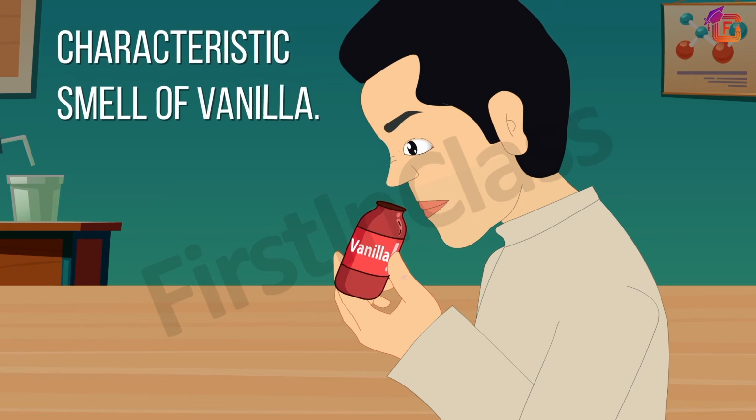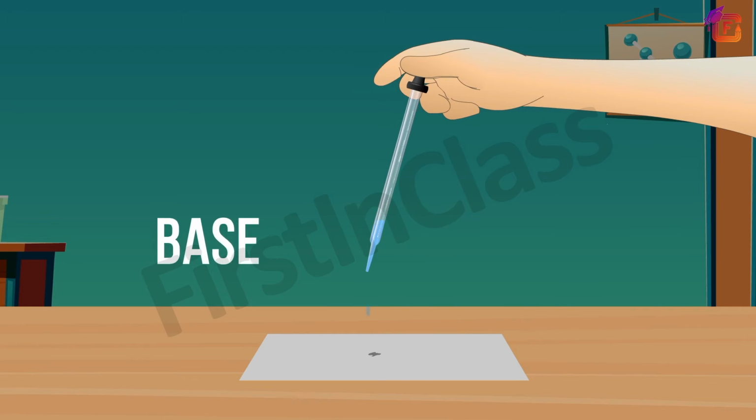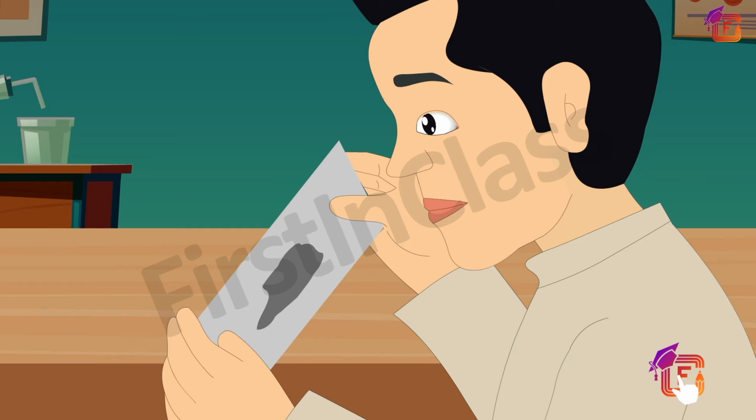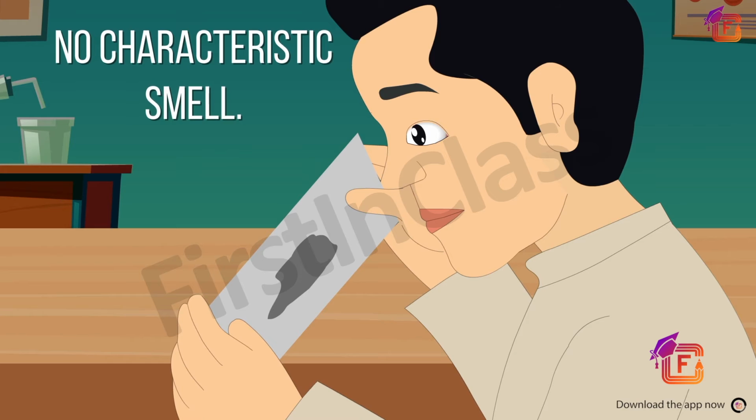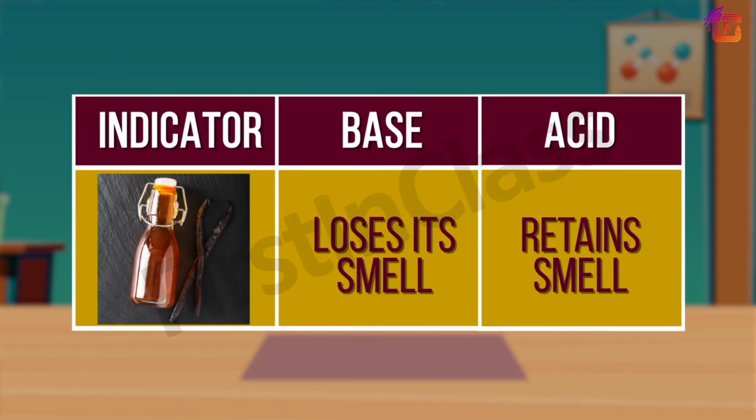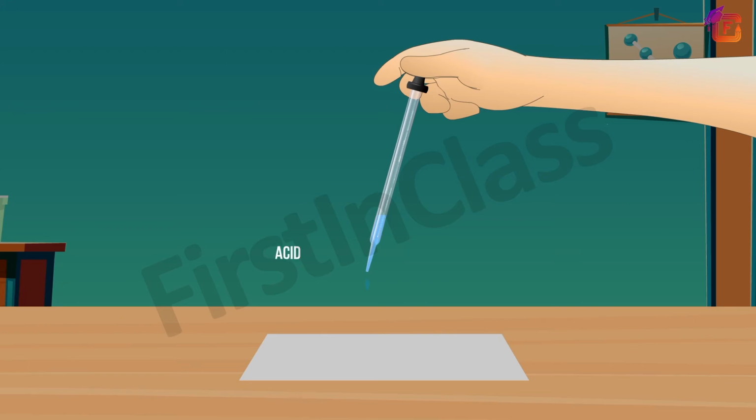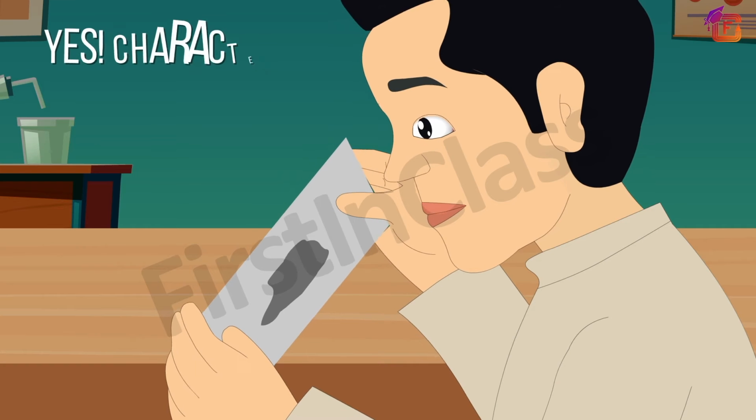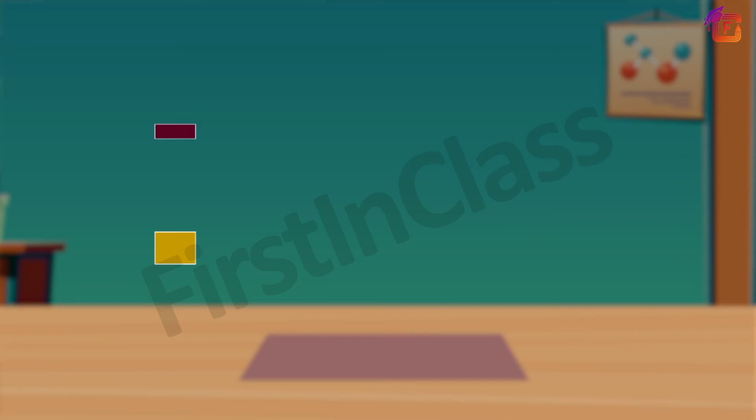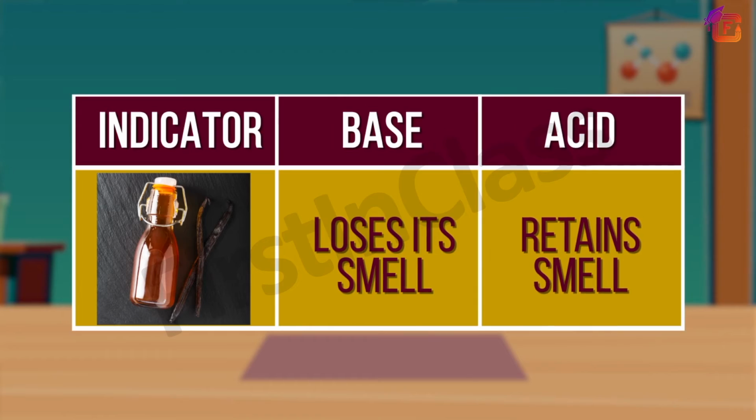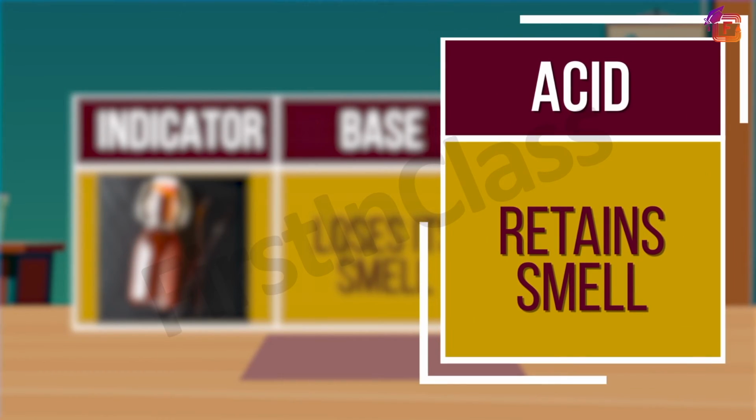Similarly, vanilla has its own characteristic pleasant smell. When a vanilla extract is treated with a base such as sodium hydroxide solution, its characteristic smell disappears, and by this, it indicates the nature of the solution, which is basic. On the contrary, its characteristic smell does not disappear when the vanilla extract is treated with an acidic solution such as vinegar or lemon juice.